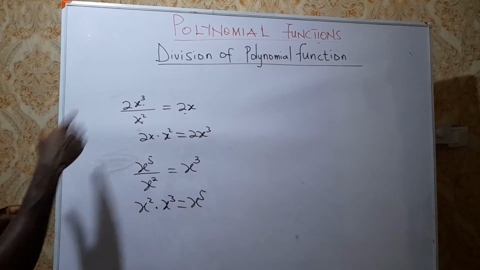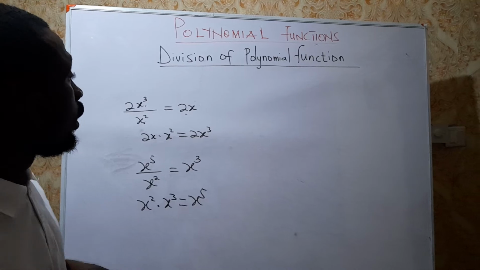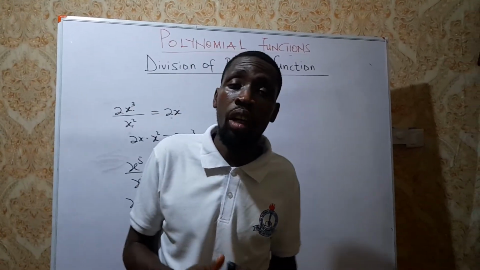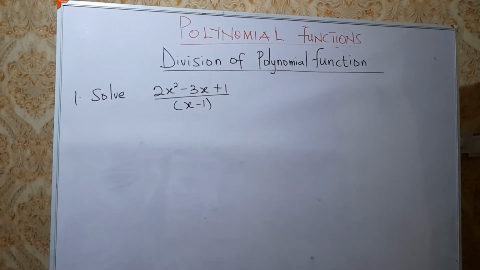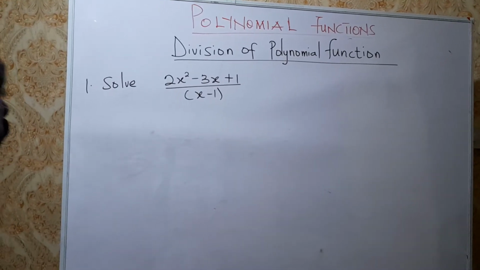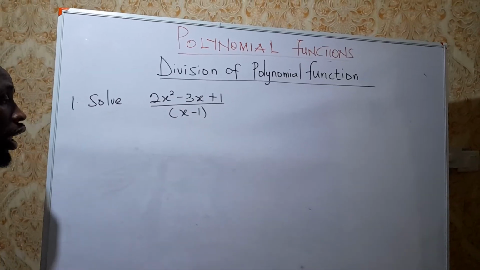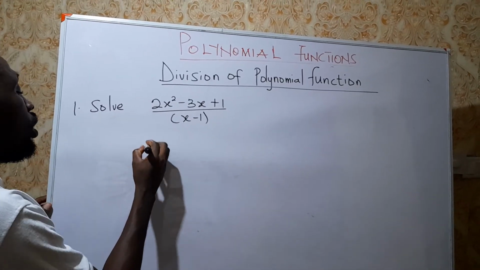So with this trick, we'll be able to divide two polynomials. So we'll take some sample questions and see how we'll deal with it. So let's solve our first problem, a simple one for that matter. 2s squared minus 3s plus 1 all over s minus 1. So how do we deal with that?